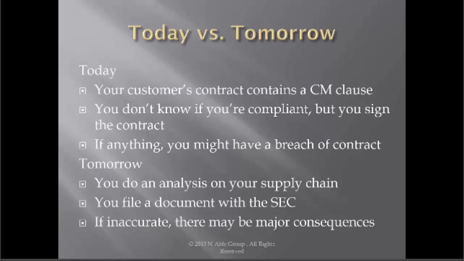So today, if you're a fabless company, let's say your customer's contract, let's say it's with Apple or Dell or whoever, has a clause in there that says that you will not supply them products that have conflict materials. But you're not really sure if you're compliant, but you do go ahead and sign the contract so that you can get the business. If anything, you might have a breach of contract. Tomorrow, the situation changes. You do an analysis on your supply chain, you file a document with the SEC, and if it's inaccurate, there may be some major consequences.